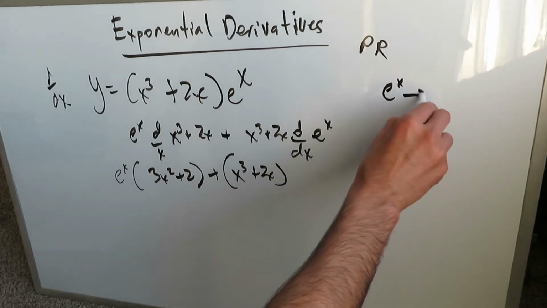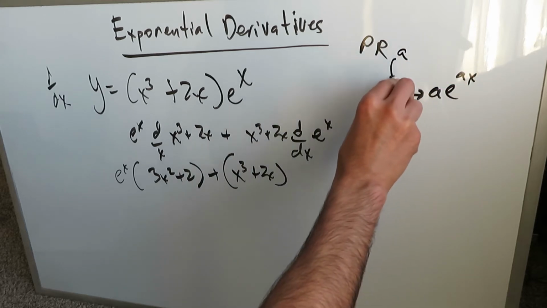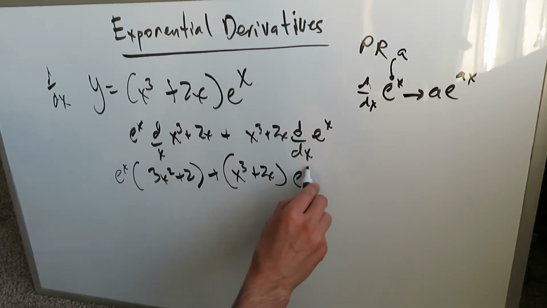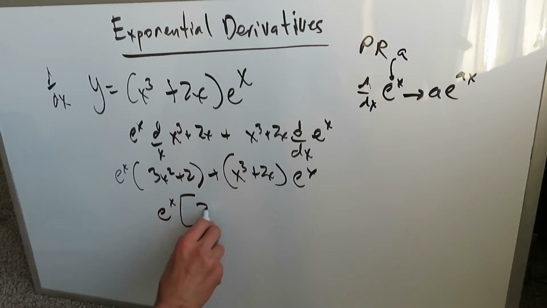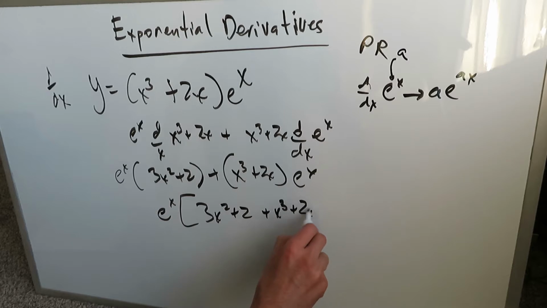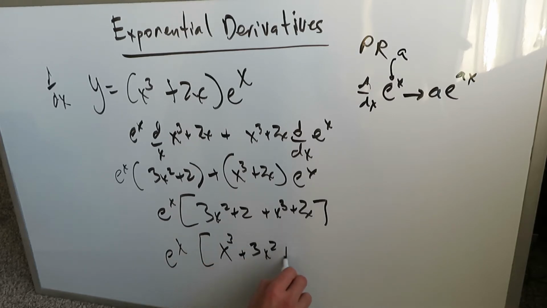It follows this scheme: it becomes a e to the ax, especially if you have a coefficient a and you're doing the derivative. Well, the derivative of e to the x is just e to the x. Now look over here, find the commonality and isolate it. You get 3x squared plus 2, plus x cubed plus 2x. Finalize everything here: e to the power of x times x cubed, from a high order polynomial to low order, plus 3x squared plus 2x plus 2, and it seems like this question is done.